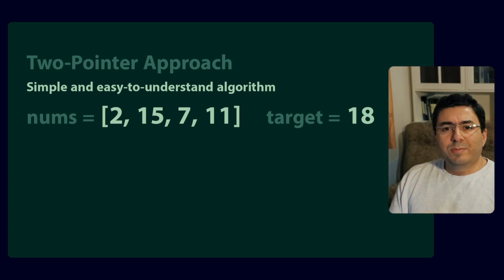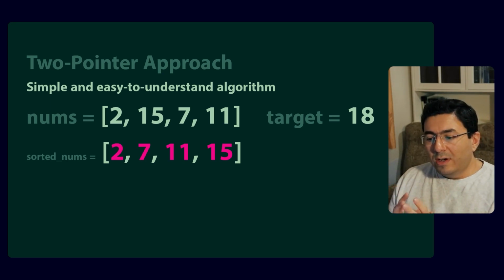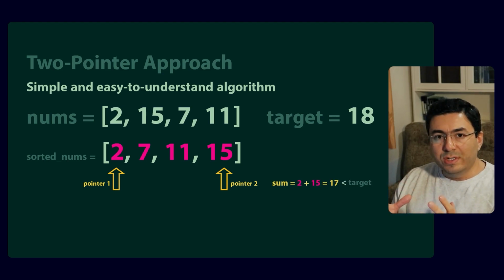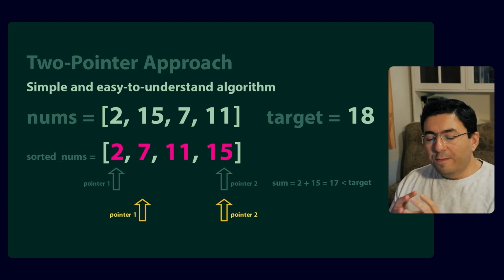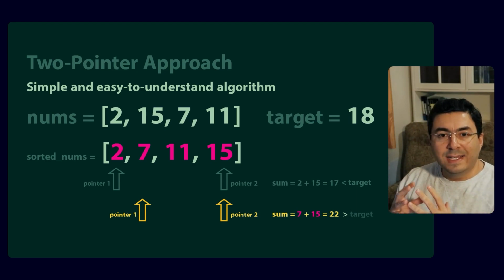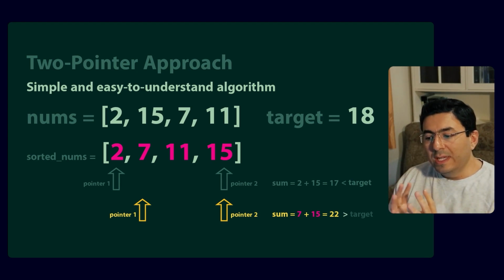The algorithm works by first sorting the array in ascending order. Then we use two pointers, one starting at the beginning of the array and the other one starting at the end. If the sum of the values of the two pointers is less than the target, we move the first pointer forward to increase the sum. This is because the array is sorted in ascending order, so moving the left pointer to the right will increase the sum.